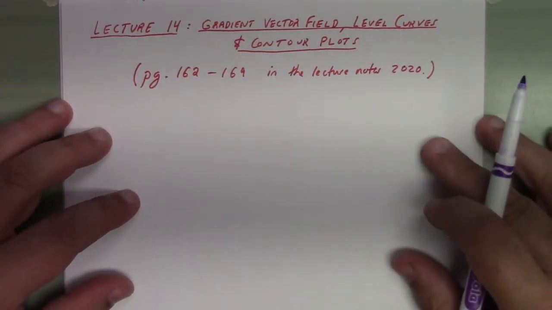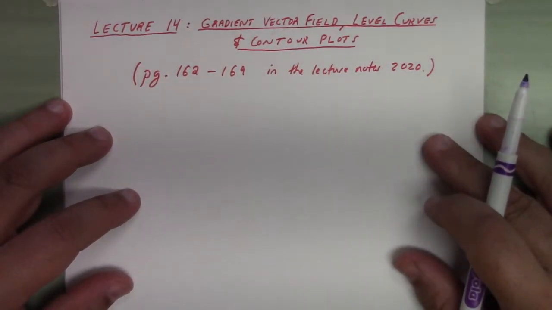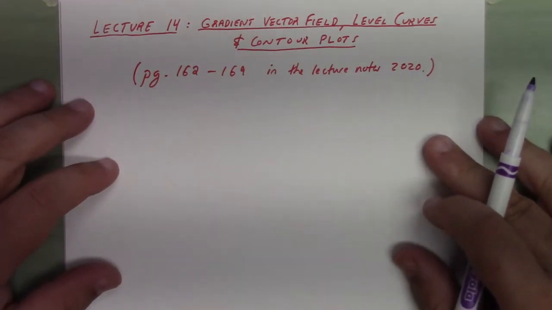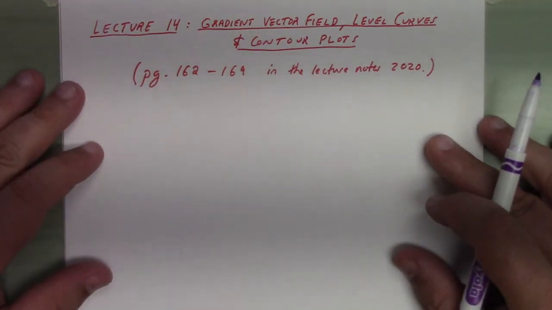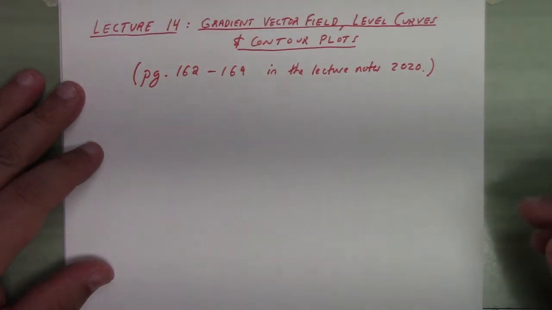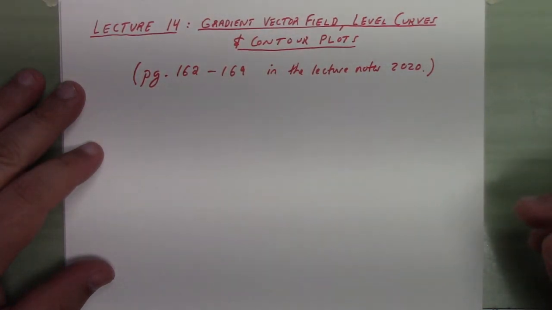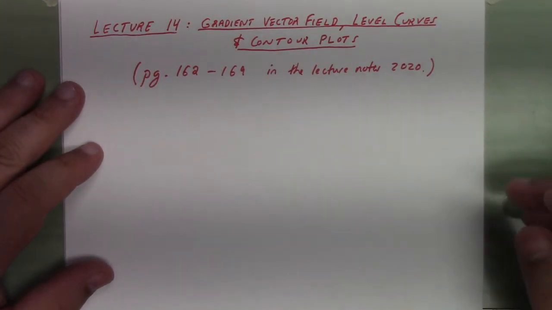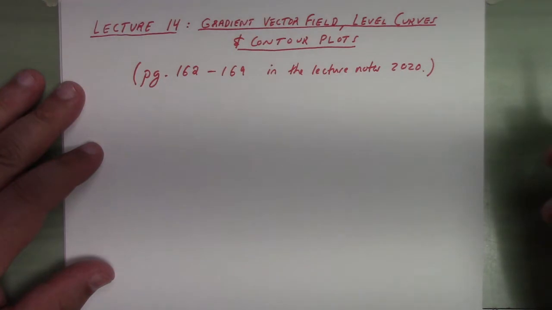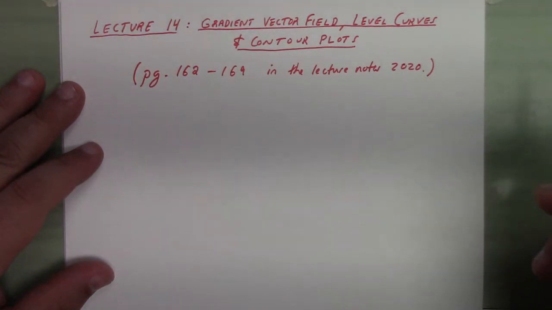So this is lecture 14 on the gradient vector field, level curves, and contour plots. And basically the gradient vector field is going to give us insight into the geometry of level curves. And the idea of a contour plot is just a natural thing to tack onto this discussion. So we'll see how these things are all related in this talk.